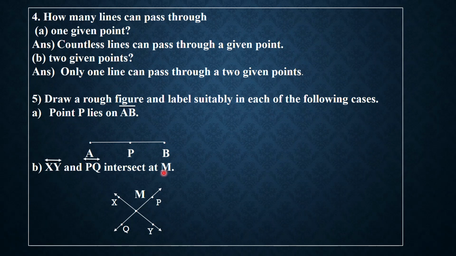Line XY intersects at M. So XY is a line, PQ is another line, intersecting at a point M. First you have to draw line XY, then line PQ. The intersecting point you have to write as M.